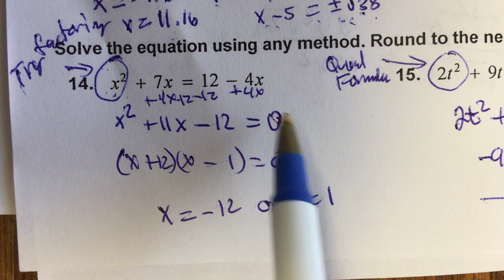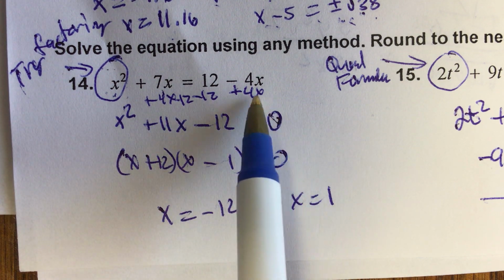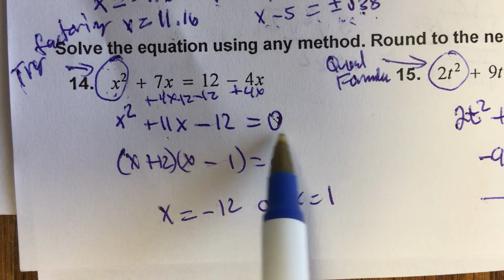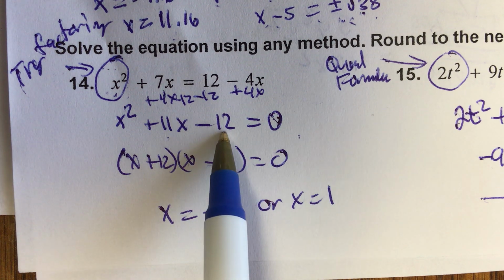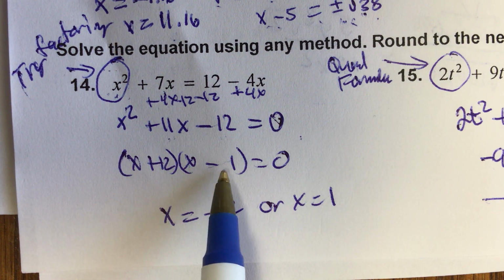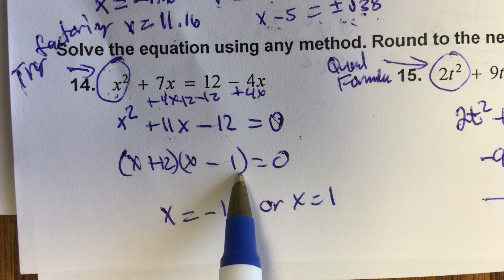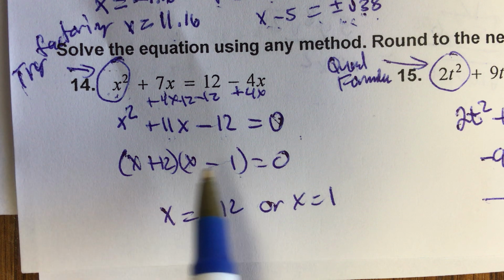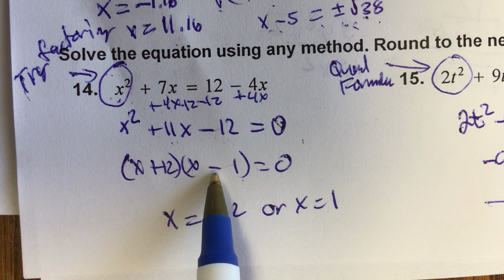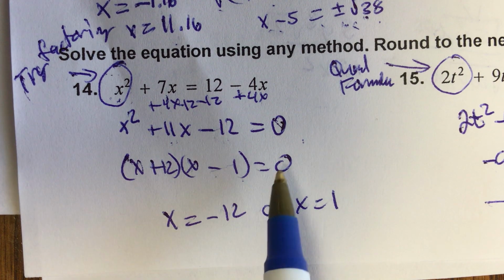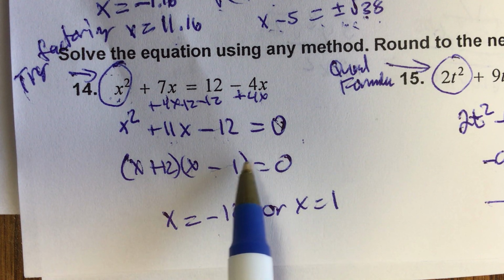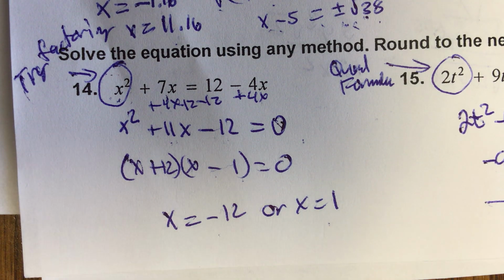So I'm going to get everything equal to 0. I subtract the 12. I add the 4x. 7 plus 4x makes 11x. Minus 12 equals 0. I say, hey, what multiplies to be 12 and subtracts to be 11? And obviously that's 12 and 1. They multiply to be 12 and subtract to be 11. So I put a 12 and a 1. The signs are different. Bigger one gets the sign of the middle. The other one gets the opposite sign. Again, set each of those equal to 0 and solve. So I'm going to subtract 12 to get the x by itself. I'm going to add 1 to get the x by itself. Those are my two answers.